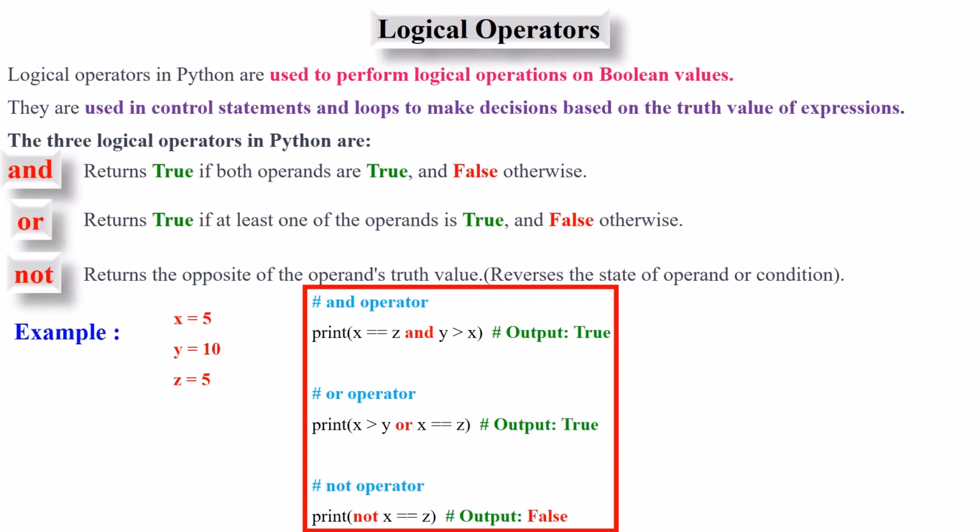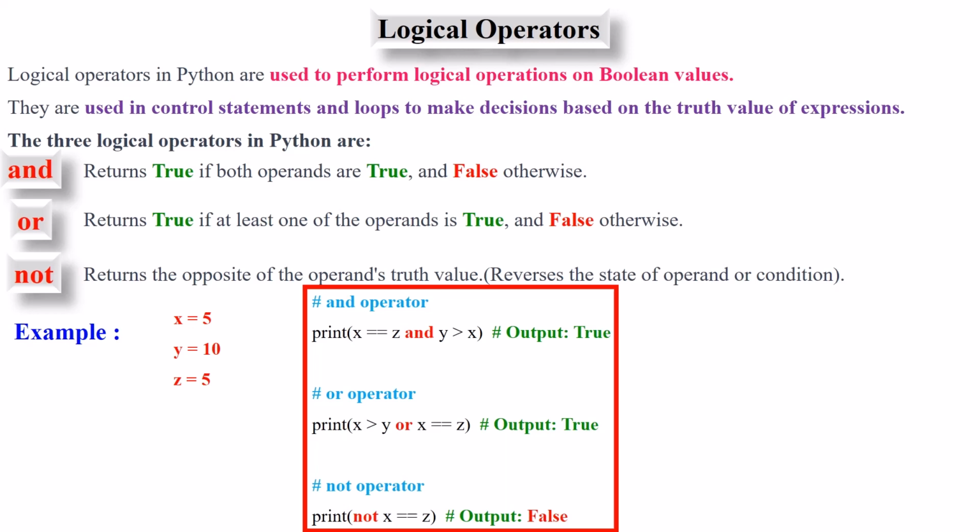Logical operators in Python are used to perform logical operations on Boolean values. They are used in control statements and loops to make decisions based on the truth value of expressions. The three logical operators in Python are: and, returns true if both operands are true, and false otherwise. Or, returns true if at least one of the operands is true, and false otherwise. Not, returns the opposite of the operand's truth value, reversing the state of the operand or condition.